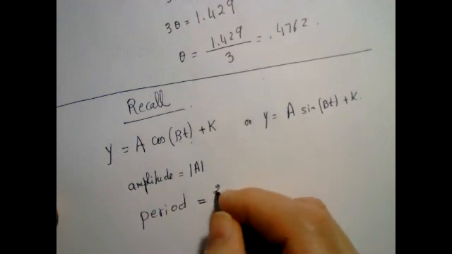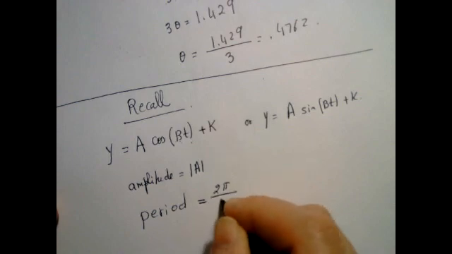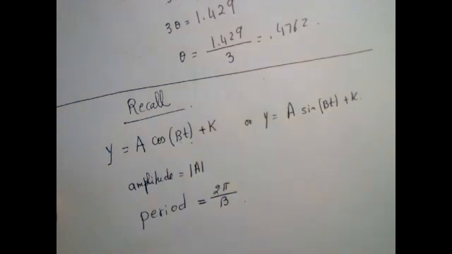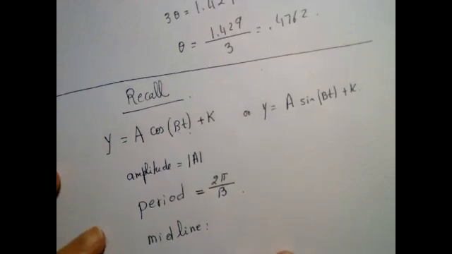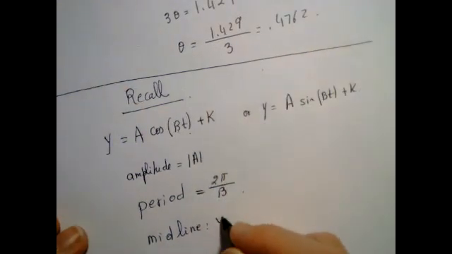Okay. The period will be 2 pi over B. So this will be a periodic 2 pi over B. And then the midline, okay, the midline means the shift, how much we're shifting up the sine and cosine. The K will give me the midline.